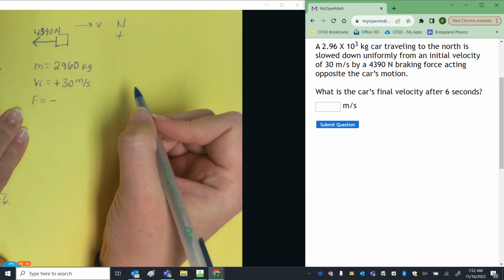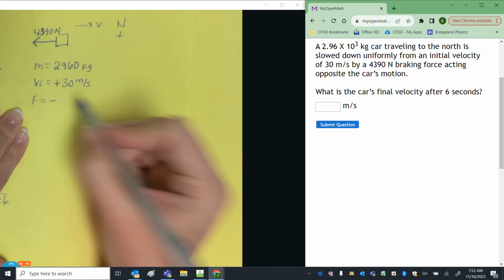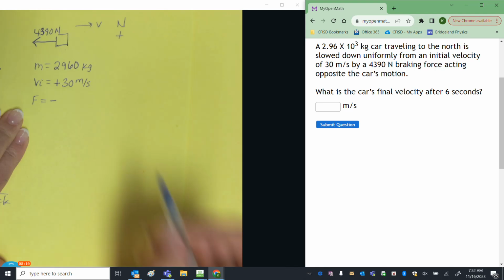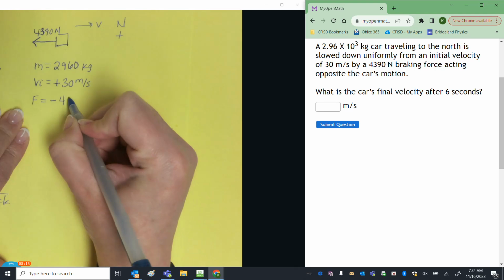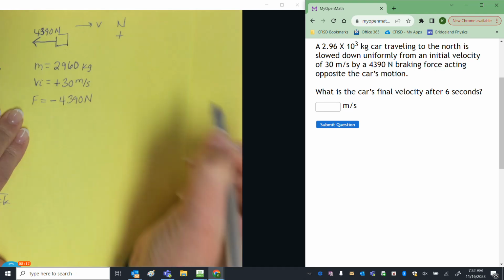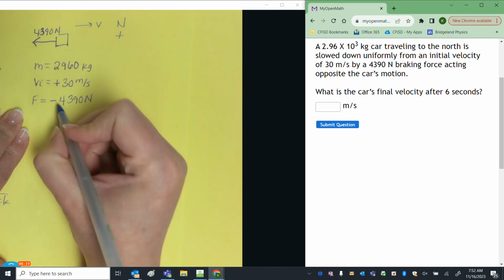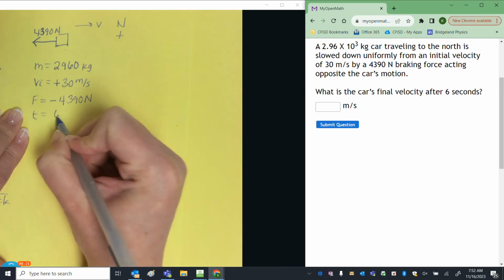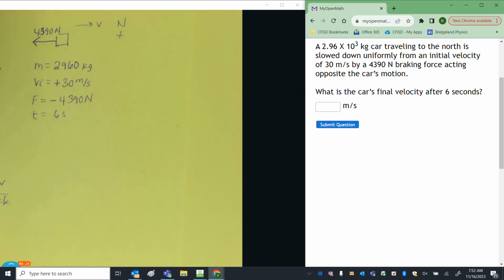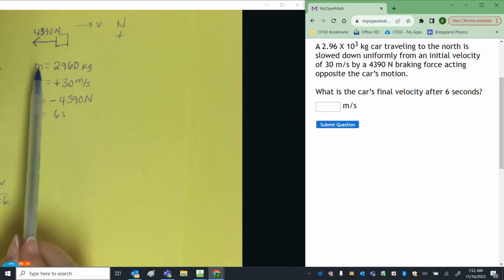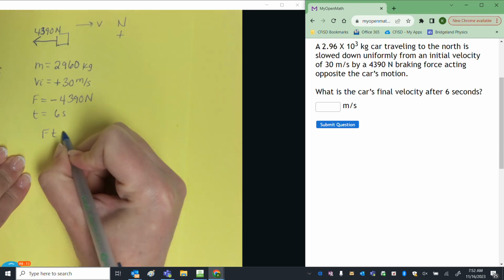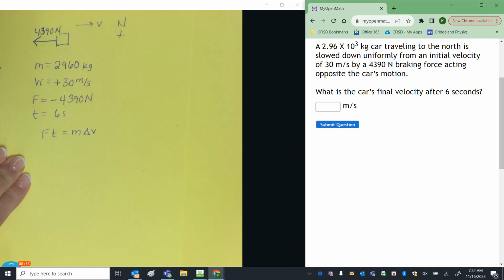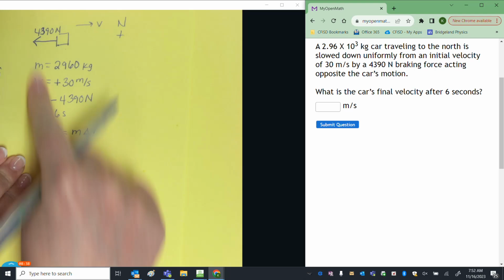Okay, that might be where you made a mistake. But again, if the force is causing you to slow down, it needs to have an opposite sign of your velocity. So negative 4,390 newtons. And I know I'm looking for how fast the car is moving after 6 seconds. Guys, if you look at your list of variables and you have mass, force, time, and something about velocity, you're going to want to use this equation. F times T equals M times delta V. Look, that's all the variables I've got there.